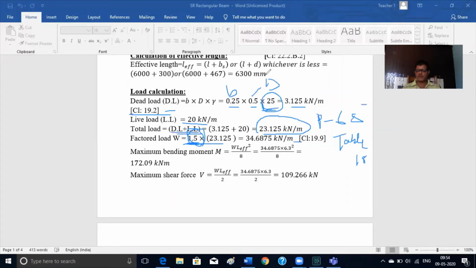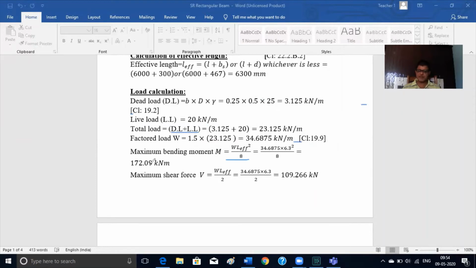The direct formula, since it is simply supported: maximum bending moment is W L effective square by 8, and maximum shear force will be WL by 2. So the unit will be kilonewton meter for moment, and kilonewton for shear force. We will find these values. I think it is very clear.